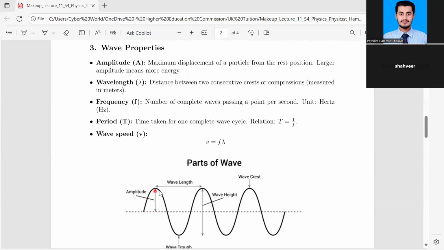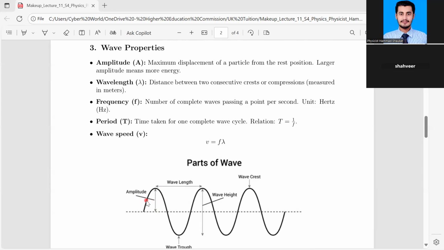So here is a wave. This is one complete cycle. This is the second complete cycle, and this is the third complete cycle. Let's suppose we are taking this point, and this is the highest peak we got. So the distance between the rest position, the mean position, and the highest point the wave achieved, the highest crest, this distance is basically the amplitude of a wave, right?